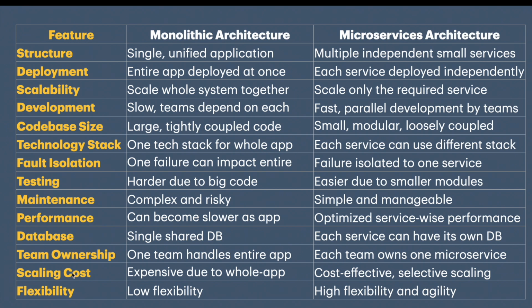In the case of scaling cost, a monolith is expensive because the whole app must be scaled, while in microservices there is effective selective scaling. In the case of flexibility, a monolith has low flexibility, while microservices have high flexibility and agility. Okay, so these are the differences between monolithic architecture and microservices. This is in tabular form, so it is easy to understand feature wise.